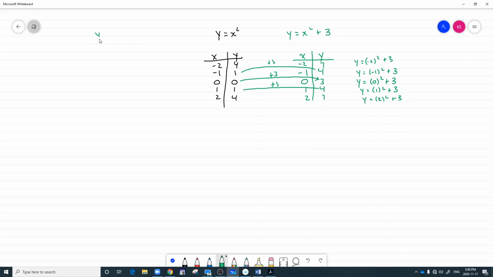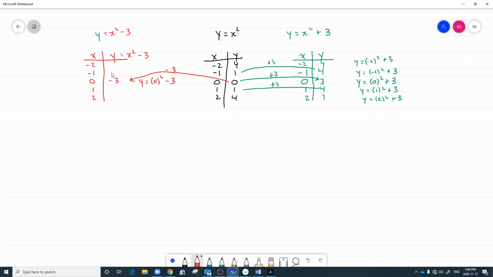So then what happens if it's y equals x squared minus 3? Well, same thing. Our x values aren't going to change. We're still going to use negative 2, negative 1, 0, 1, 2. But this time y is going to equal that x squared minus 3. So you're going to square the x and subtract 3. So if we start at 0 again, because it's nice to start at your vertex, you go 0 squared minus 3 is negative 3. The y value has gone down 3.